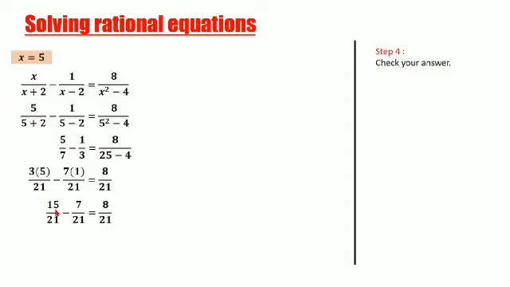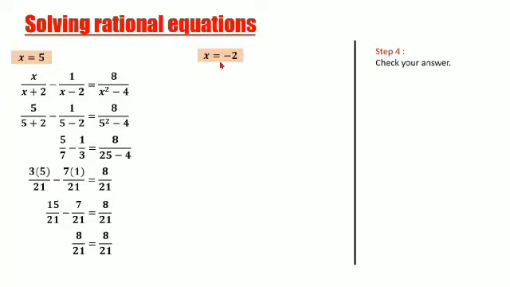So simplifying it, we will have 15 over 21 minus 7 over 21 is equal to 8 over 21. Finally, we got 8 over 21 is equal to 8 over 21. Now, since our resulting check is equal on both sides, we can say that this one is a solution of our rational equation.